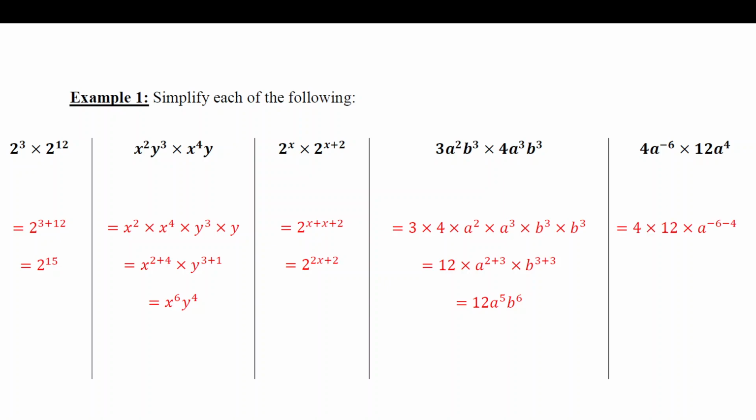Again, putting our numbers first, 4 times 12. And here we have a negative power, so negative 6 plus 4. There's a bit of a typo there. I'll hopefully be able to annotate this. This should be negative 6 plus 4, in which case that gives us negative 2. So just be wary of little mistakes that we can make here and there.